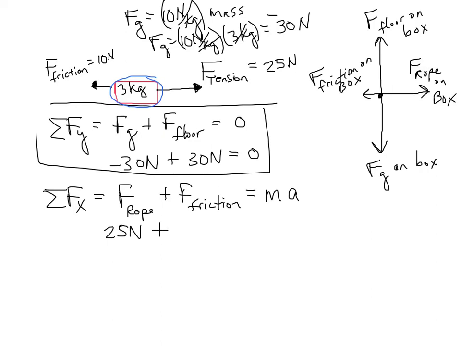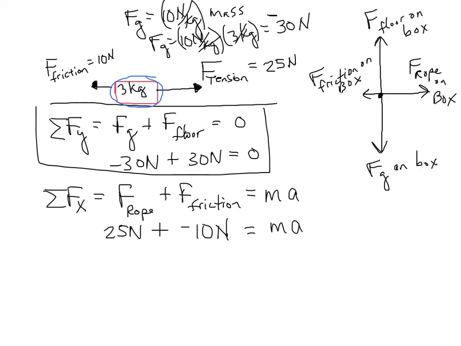Plus, now we look at the friction force. Well, the friction force is 10 newtons, but it's to the left. And if the right is positive, then the left has to be negative. So that 10 newtons here is actually a negative 10 newtons in our summation. Negative 10 newtons because of the direction. And what does that equal? Well, it equals mass times acceleration.